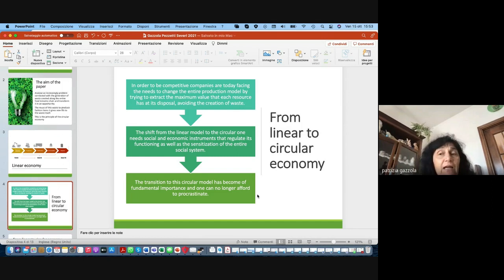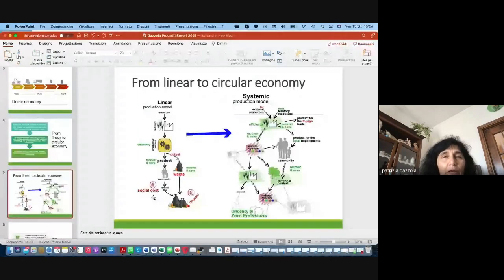Then the idea that we already know is to go from the linear economy to the circular economy. But of course, we have to push in some way, and we have to help the development of this circular economy. Then we have to manage the transition from the model of linear economy to the circular economy. The linear economy goes only in one way. We produce and we have waste. Circular economy, of course, is circular.